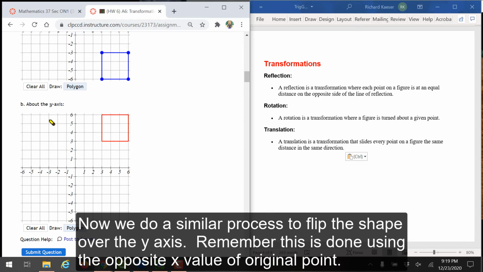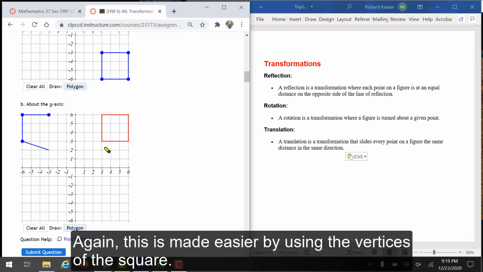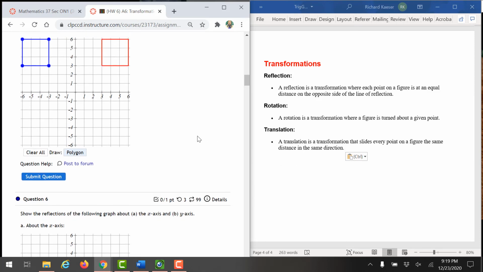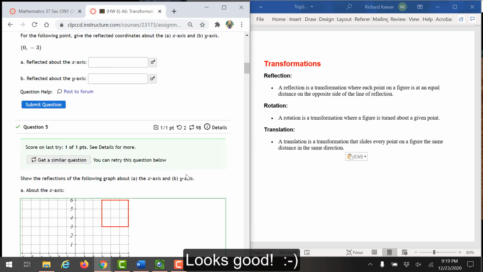Now we do a similar process to flip the shape over the y-axis. Remember, this is done using the opposite x value of the original point. Again, this is made easier by using the vertices of the square. Looks good.